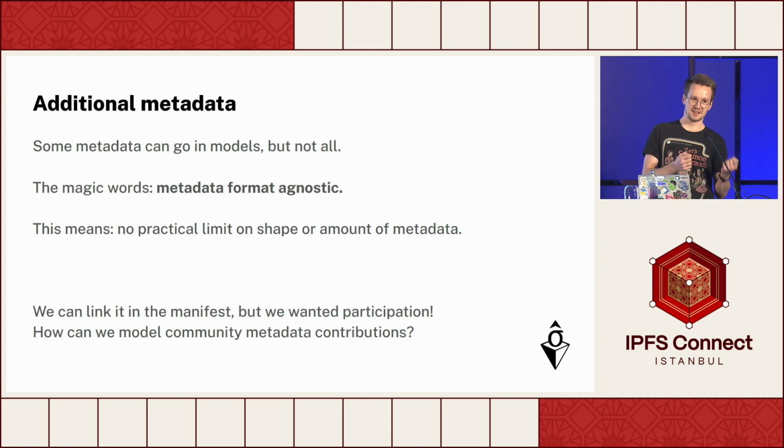So we can link them in. Like the manifest file at the root of the publication could have a link to a CID, which would hold a whole bunch of metadata. But we want the participation. We want people to be able to granularly contribute with metadata.